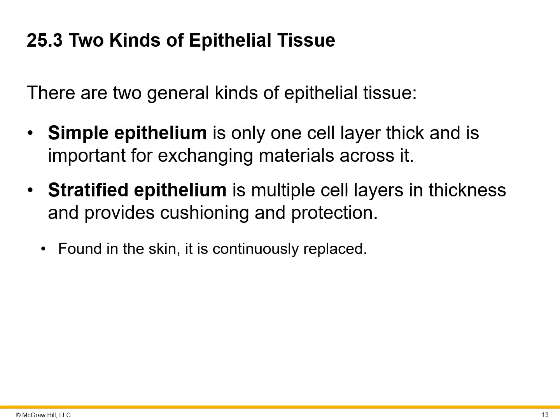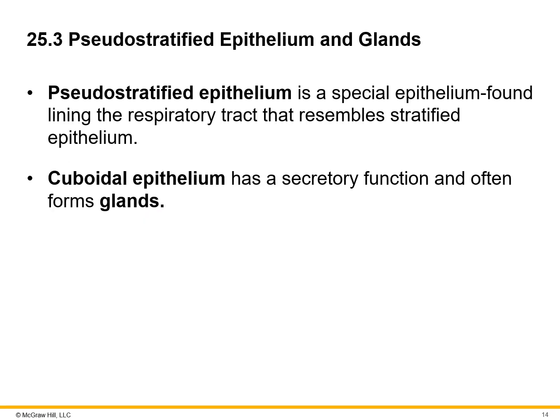Kind of focusing on two, again, our simple epithelium. Again, the difference here is just one cell thick, whereas stratified is multiple layers that are stacked. We kind of mentioned that in that figure earlier. We also have what's called pseudo-stratified. So pseudo or false, so it looks like it's stratified. It looks like multiple layers, so it resembles stratified. However, it is only a single layer, so it is actually a simple epithelium.